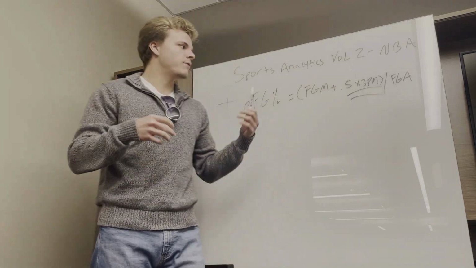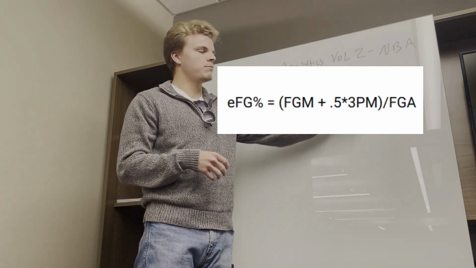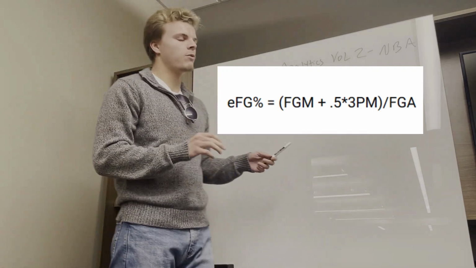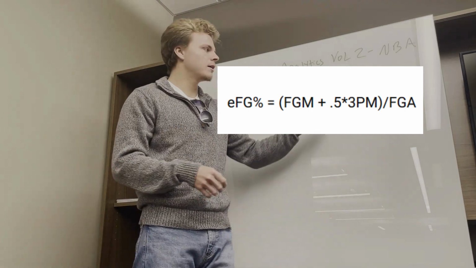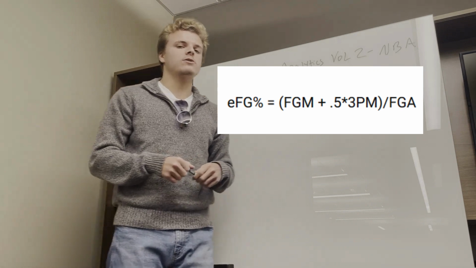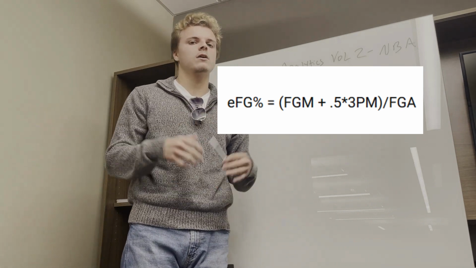However, for effective field goal percentage, you add in this 3-point factor. So essentially what that does is it says, you know what, 3-pointers are way harder to make than a mid-range or a layup. Let's give a player the benefit if he can make those 3-pointers consistently. So it counts 3-pointers as 1.5 times a regular shot.